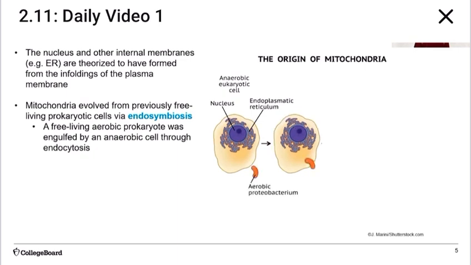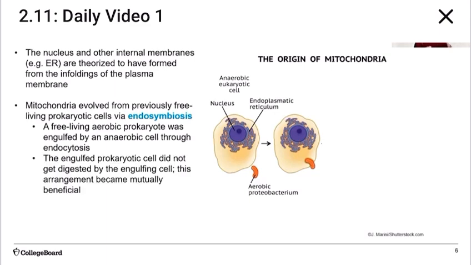So a free-living aerobic prokaryote was engulfed by an anaerobic cell through endocytosis, and that's shown here in this diagram. So we have this aerobic proteobacterium that was taken in by the anaerobic eukaryotic cell through endocytosis. Then the engulfed prokaryotic cell, however, did not get digested by the engulfing cell. So it was actually more of a win-win situation.